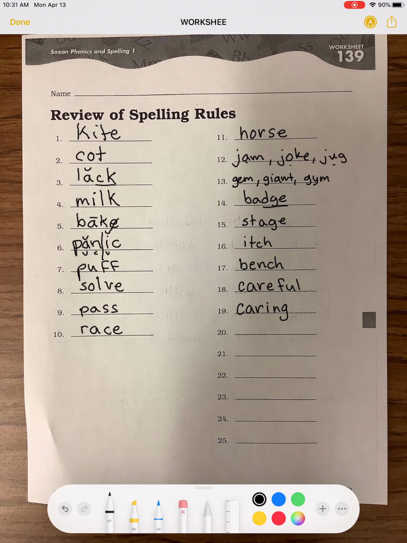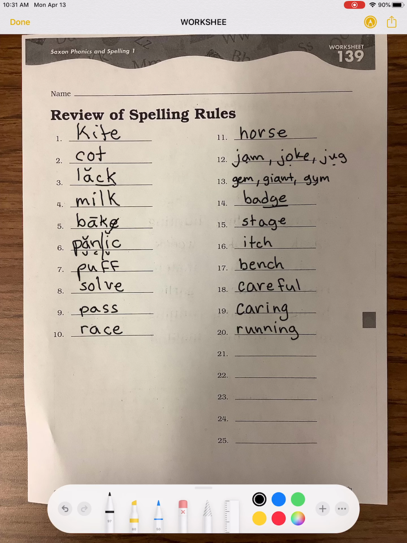Okay, now we're going to talk about the doubling rule. When the final syllable of a word is accented and ends with one vowel and one consonant, we double the final consonant before adding the vowel suffix. So in the word running, we have the word run, and we have the suffix ing, but we need to double that N, R-U-N-N-I-N-G, because it's a vowel suffix, okay?